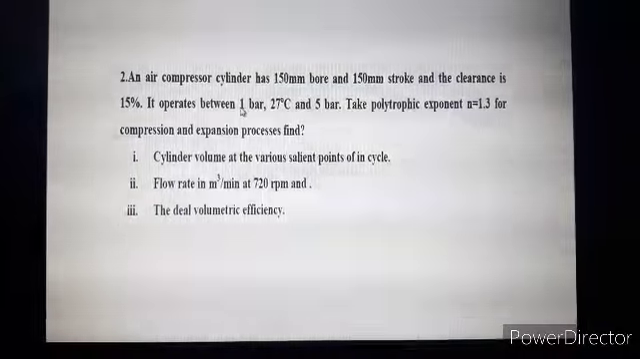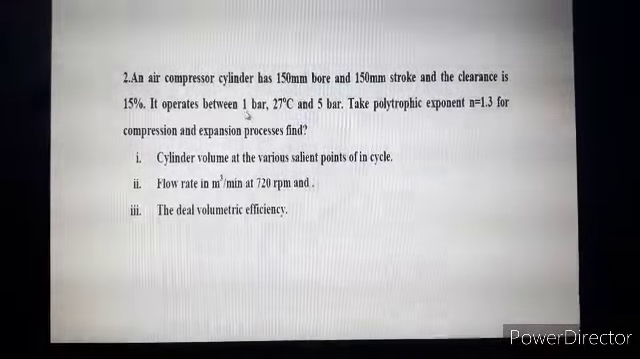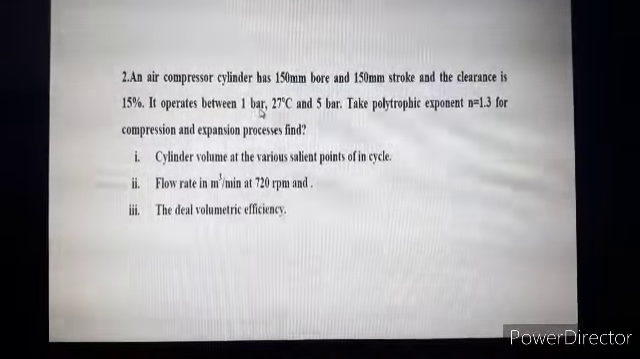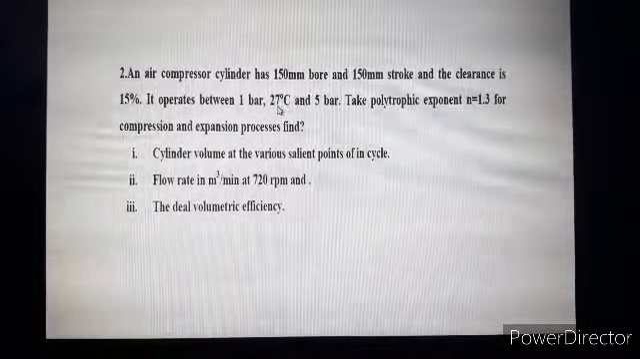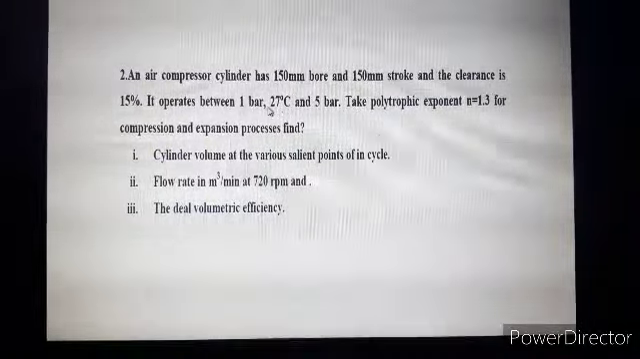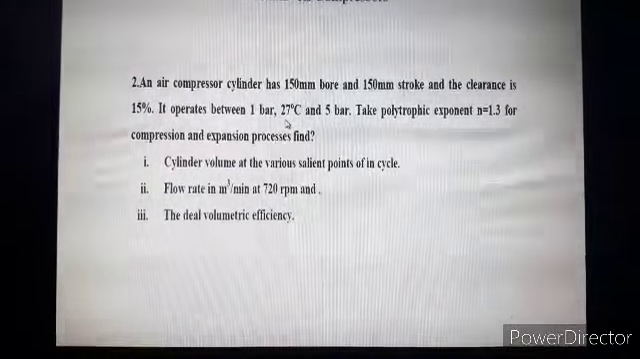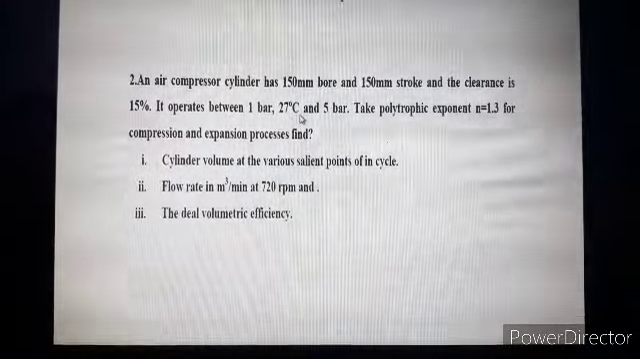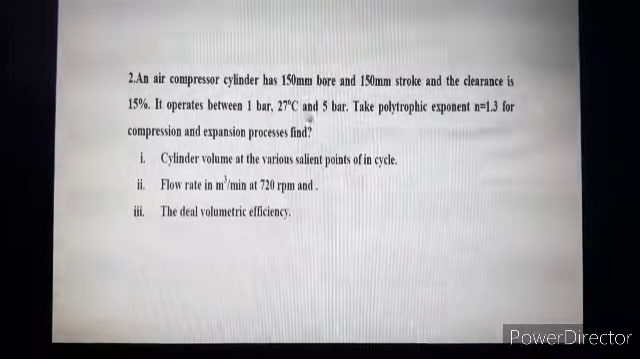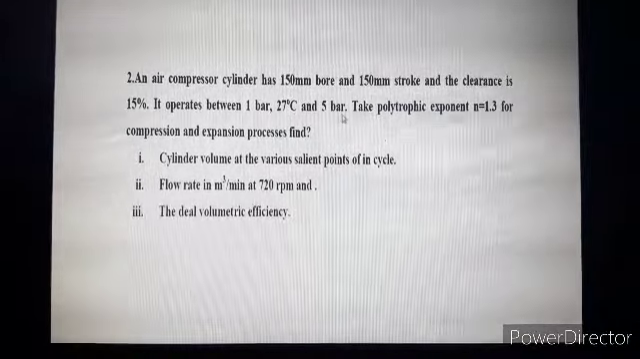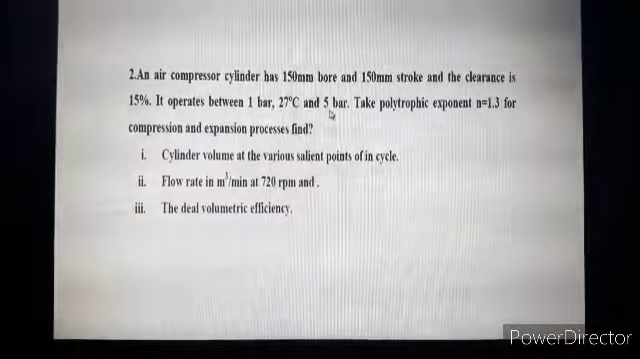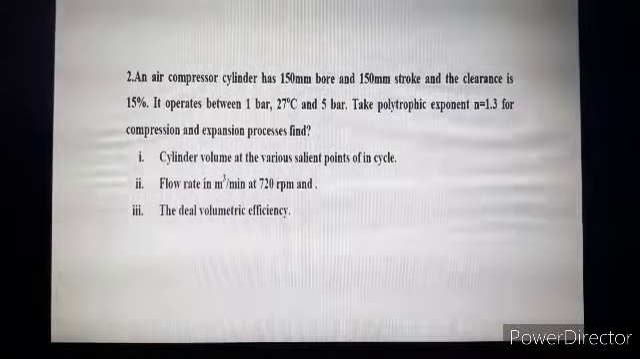Then pressure P1, it is 1 bar. Again we have to convert this pressure from bar to Pascal. So 1 into 10 raised to 5 Pascal. Then temperature 27 degrees Celsius. Again we have to convert this temperature from degree Celsius to Kelvin, so we have to add 273. So temperature T1 is 27 plus 273, so it is 300 Kelvin. And this is the pressure P2, 5 bar. Again we have to convert this pressure from 5 bar to Pascal. So 5 into 10 raised to 5 Pascal.